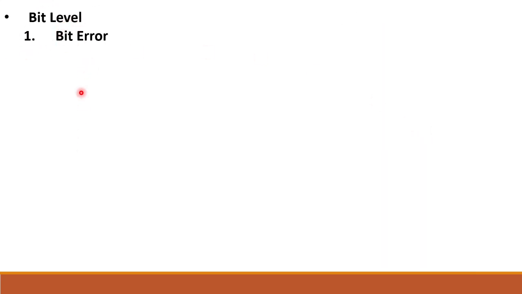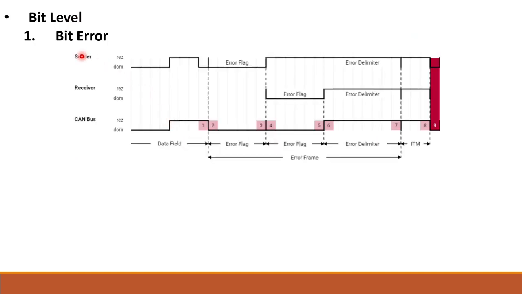Here we'll discuss how bit error will be detected in the CAN protocol. Here the sender is sending some data field, and it is trying to send it bit by bit from the sender to the receiver. For example, here a dominant bit was sent by the sender, but on the CAN bus it was detected as a recessive. Then we will trigger a bit error. Once we detect a bit error, we will send the error frame.